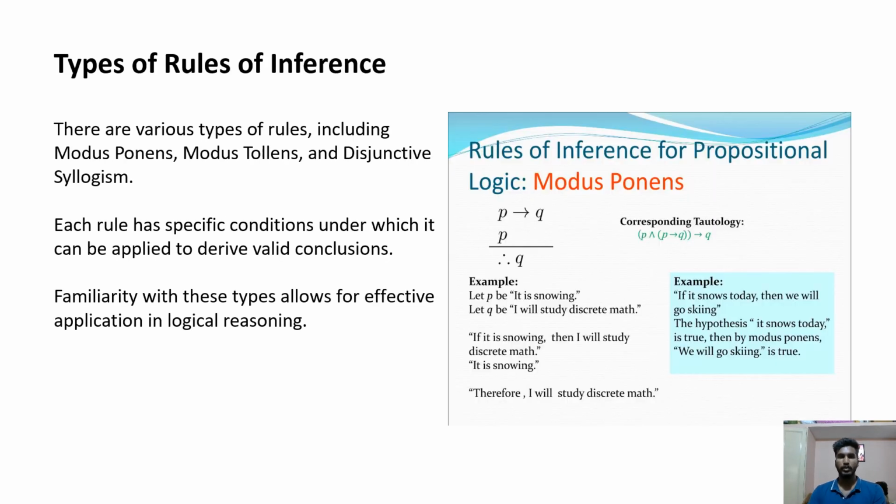Types of rules of inference. There are various types of rules including modus ponens, modus tollens, disjunctive syllogism. Each rule has specific conditions under which it can be applied to derive valid conclusions. Familiarity with these types allows for effective application in logical reasoning.